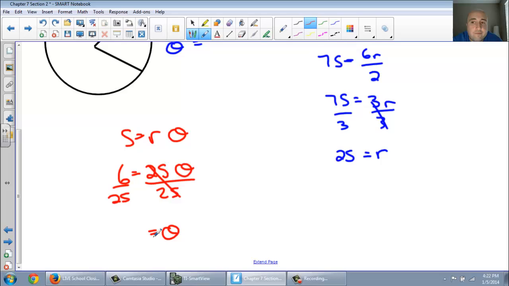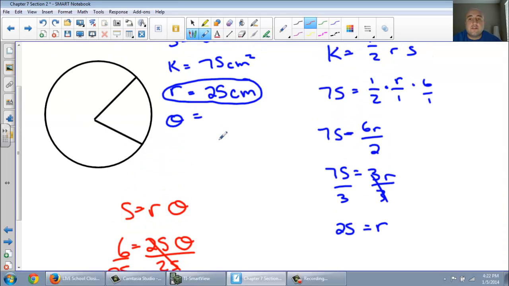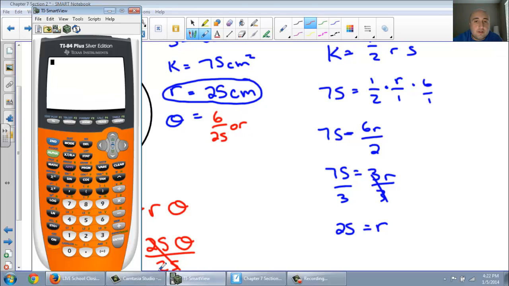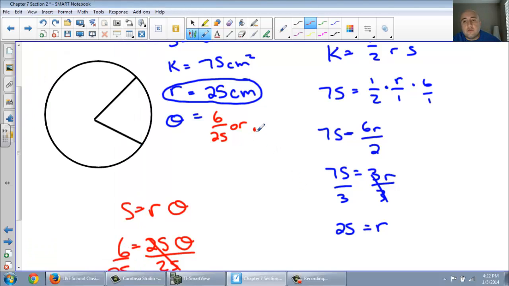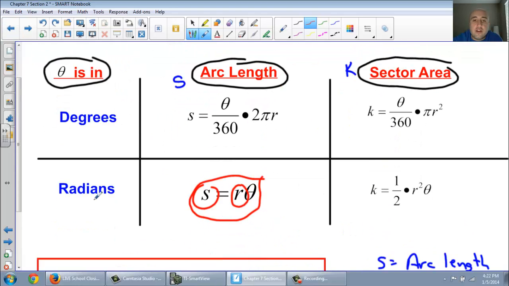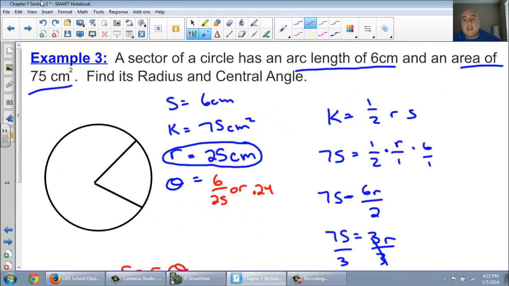Now, can we reduce there? Is there anything that will go into both 6 and 25? If not, I would probably just leave it as 6 over 25, or let's get a decimal for that. 6 divided by 25 is 0.24. Now, what formula did we just use there? We did S equals R theta, which is a measurement in radians. So I would add radians to this answer: 0.24 radians, or 6 over 25 radians.